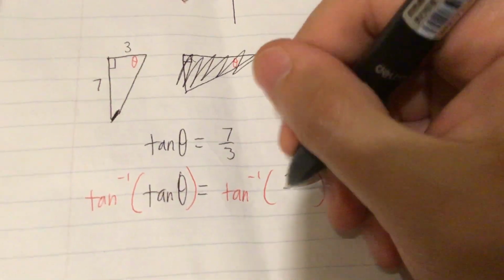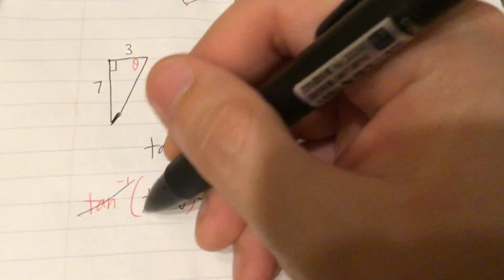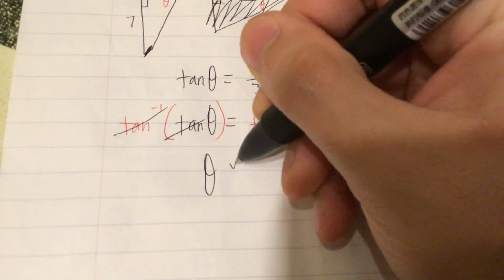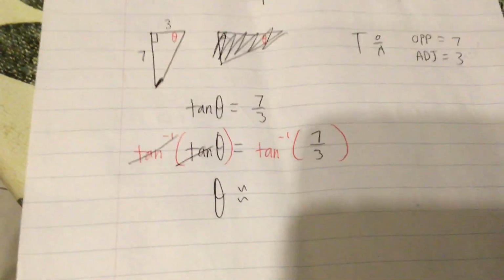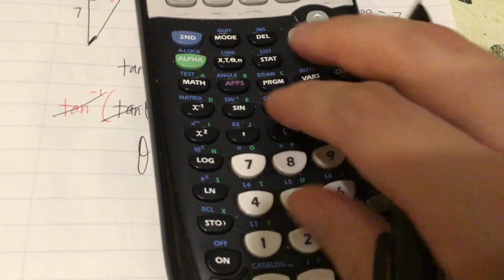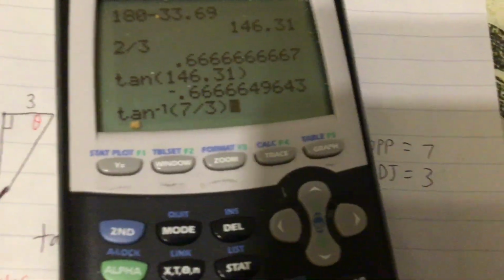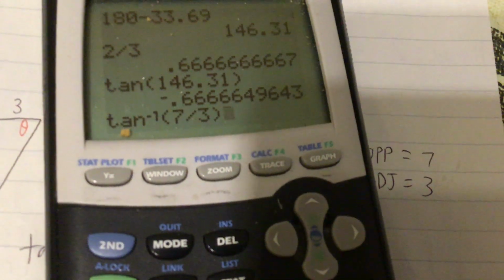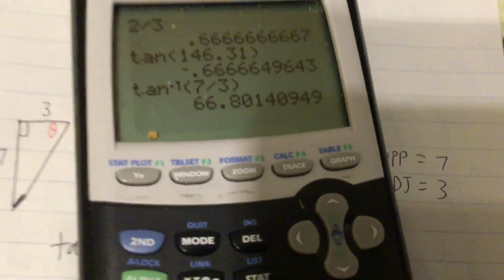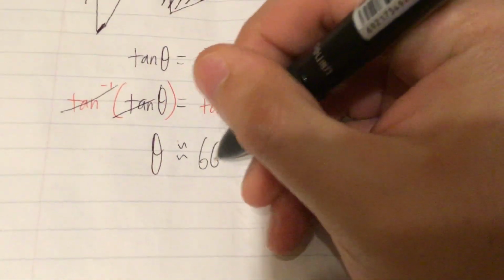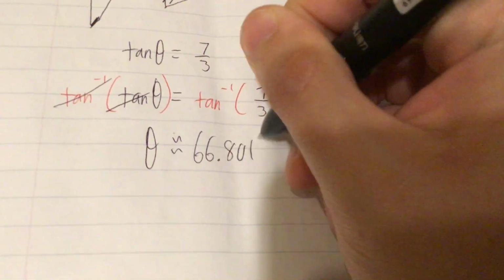So that the tangent inverse of tangent of theta cancels out, leaving me with angle theta, and it's going to be an approximation. So let's do the tangent inverse of 7/3 in the calculator. The tangent inverse of 7/3 is 66.801 degrees. But remember, that's only the reference angle.